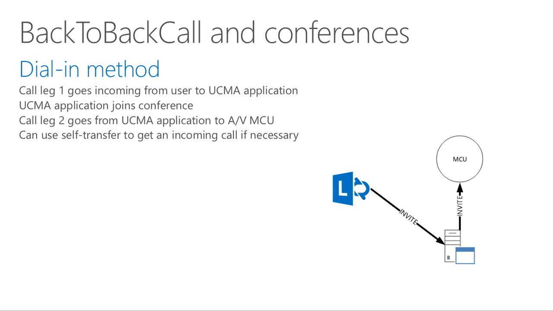Now, sometimes you're already connected to someone on a call. And if that's the case, then you need to turn that call into an incoming call. Does anyone have an idea of why that's necessary? Why we can't place a back-to-back call in two directions?